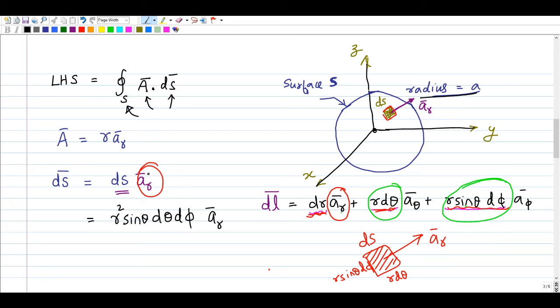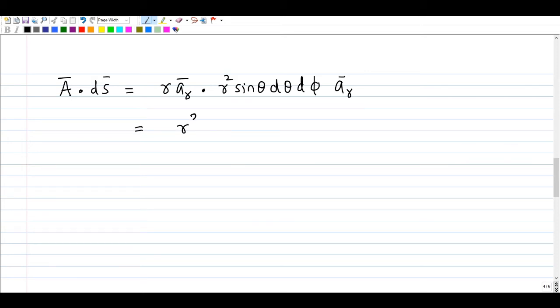So we got both A and dS. Now we can evaluate the scalar product. The scalar product A dot dS is A is R a_R, dS is R square sin theta d theta d phi a_R. So this is R into R square, that is R cube sin theta d theta d phi. a_R dot a_R is unity, 1. So this is the expression for A dot dS. Now we can integrate this over the entire surface.